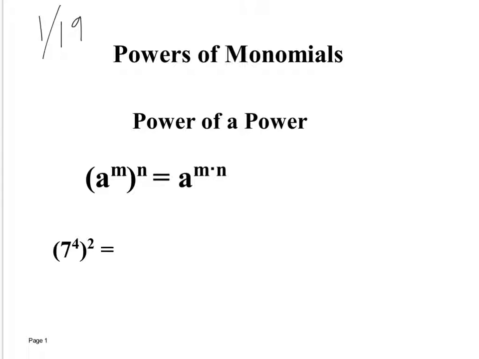Here we're going to be multiplying powers. When we raise a power to a power, a to the m raised to the n power, we multiply. So you have a raised to the m times n power. So here, 7 to the 4th raised to the second power. I just multiply the two powers. 4 times 2 gives me an answer of 7 to the 8th power, which I'm going to leave like this.